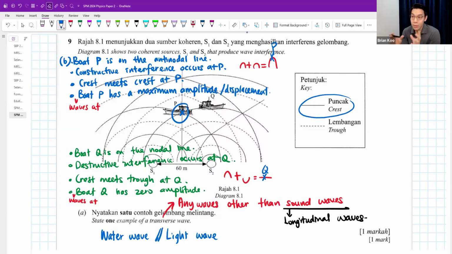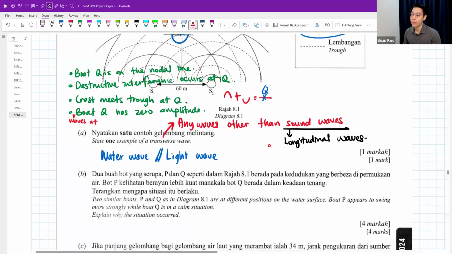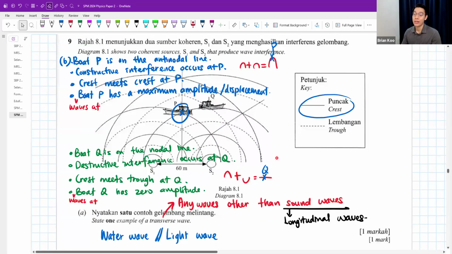Okay, some of the points they might overlap each other. Like for example, maybe when they mark antinodal line and constructive interference, maybe they consider as either one. You mention either one, they give you mark, right? They would want to see you go and mention the maximum amplitude thing. They want you to go and explain why one is swinging strongly and one in a calm situation. Right, so the one that explains it is the maximum amplitude and the zero amplitude part. Yeah, amplitude means the height of the water.